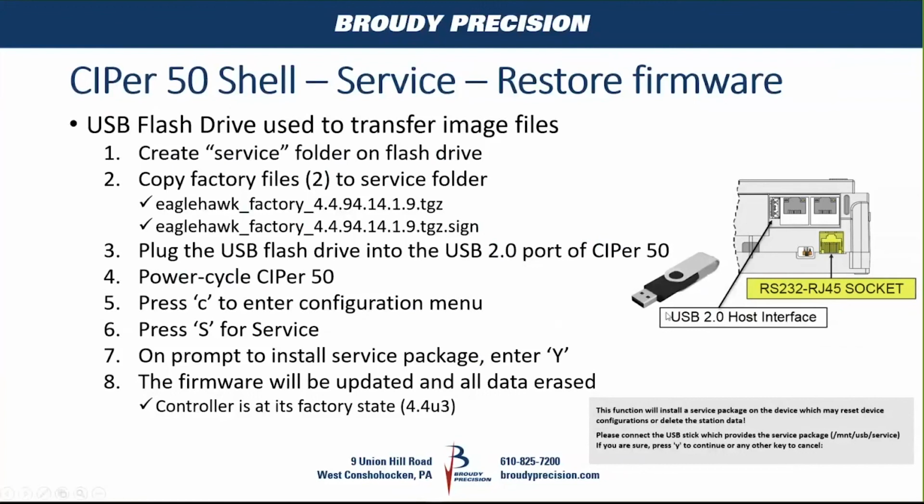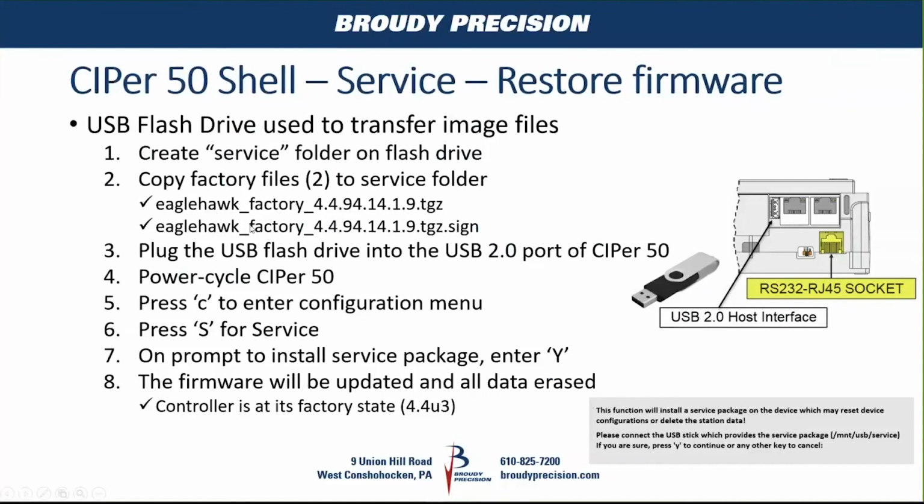So basically, you're taking your USB memory stick and you're going to plug it into the USB port on the edge of the CIPer 50. But before you do that, you're going to plug it into your laptop. You need to create a folder called Service, and then under Service, you put the two factory files, the two firmware files, in that folder. And these are the two right now that are available. It's to get it back to, like I said, 44U3, which is Niagara 4.4.94, 14.1.9. So you have both of these.